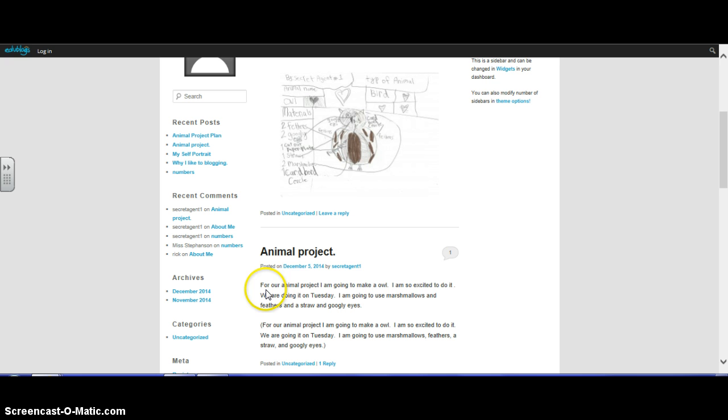This student said, for our animal project, I'm going to make an owl. I'm so excited to do it. We're going to do it on Tuesday. I'm going to use marshmallows and feathers and a straw and googly eyes.